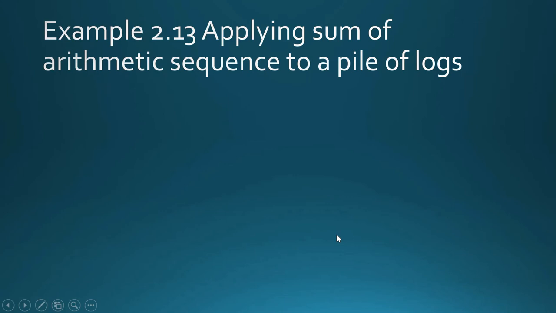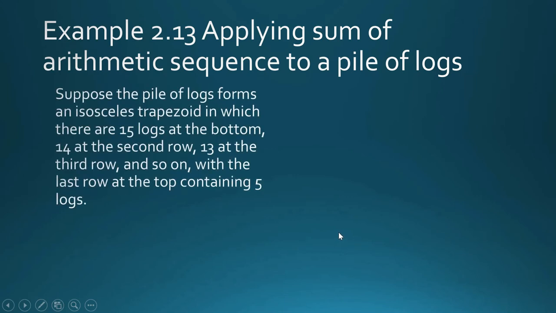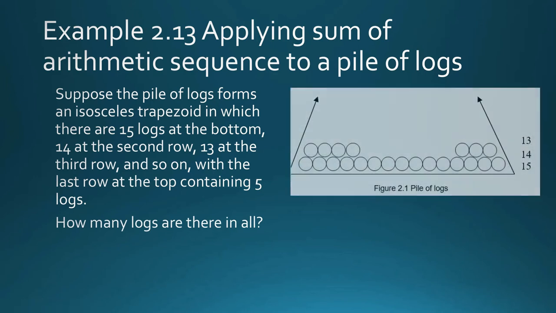Example 2.13, applying sum of arithmetic sequence to a pile of logs. Suppose a pile of logs forms an isosceles trapezoid in which there are 15 logs at the bottom, 14 at the second row. Okay, we are starting from the bottom here, okay? So 15 logs at the bottom, 14 logs at the second row, 13 at the third row, so on until we get to the top of the pile of logs. So here at the top, you have 5 logs in all. How many logs are there in all in this pile?